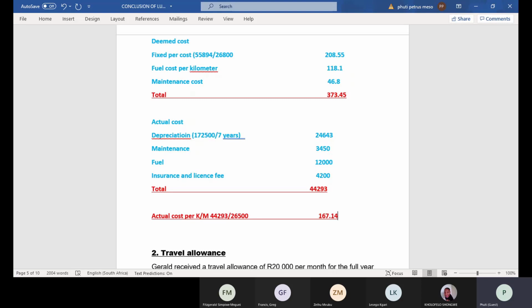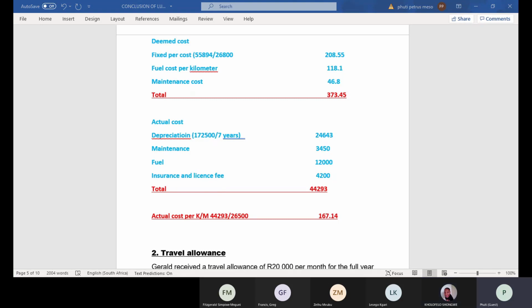167.14. So that's your total deemed cost, 373.45, and then your actual cost per kilometer is 167.14. So the question is, we have to use the greater one. Which one is your greater here? Between the deemed cost as well as the actual cost, which one is greater? It's the deemed cost, it's greater. The deemed cost is actually the greatest one.